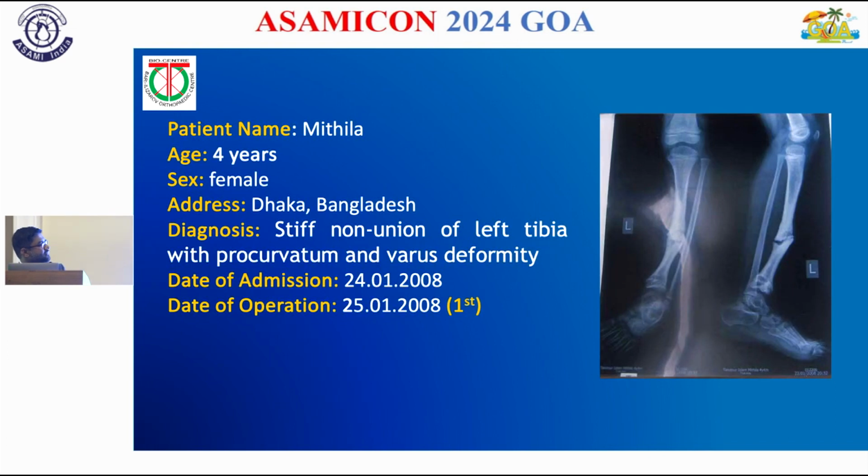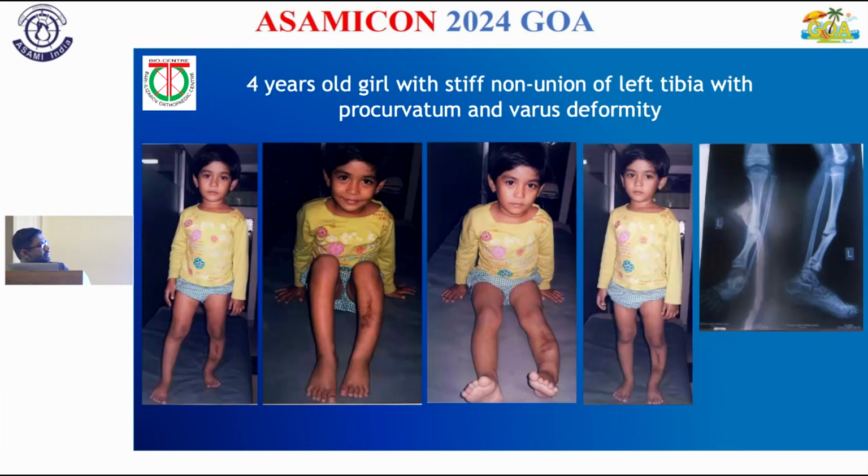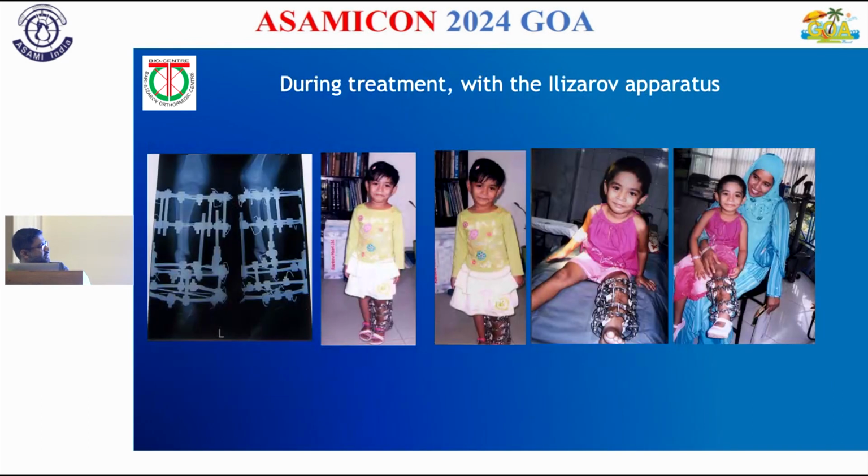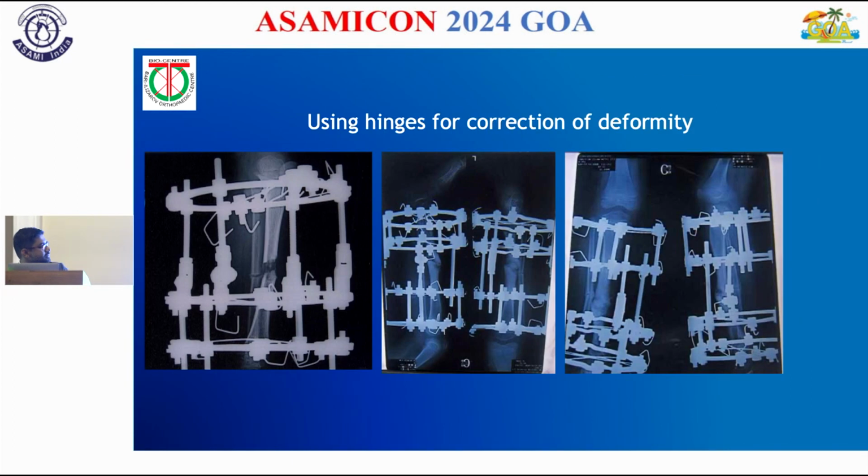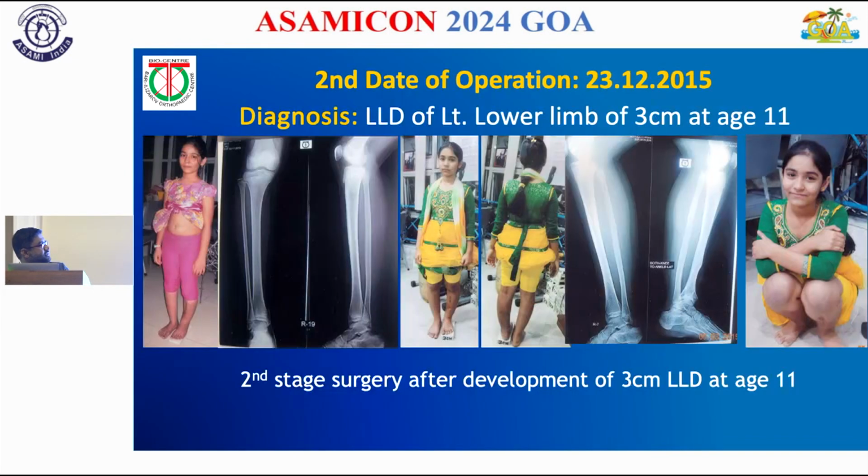The second case is a 4-year-old girl. She had a stiff non-union with procurvatum and varus deformity. At first, we fixed the frame and went for the correction of the varus and procurvatum deformity, and we wanted to achieve union. After union, she came to us at the age of 11 with 3 centimeter LLD.